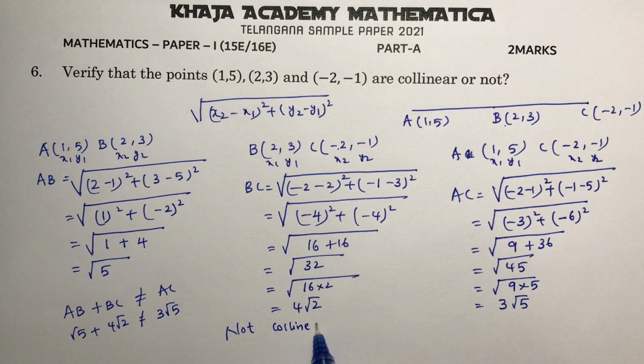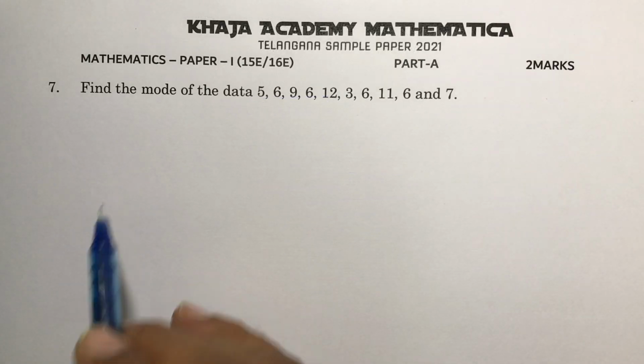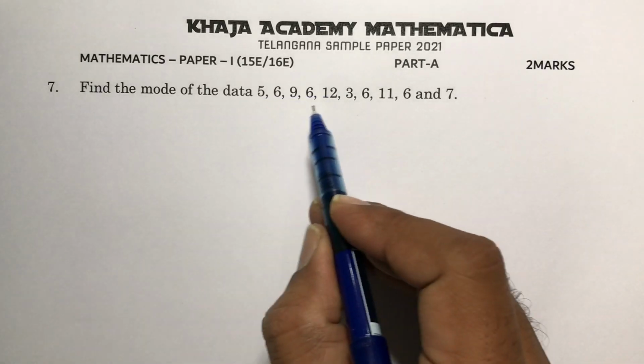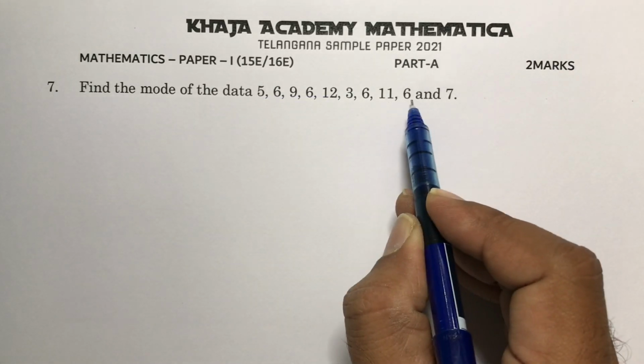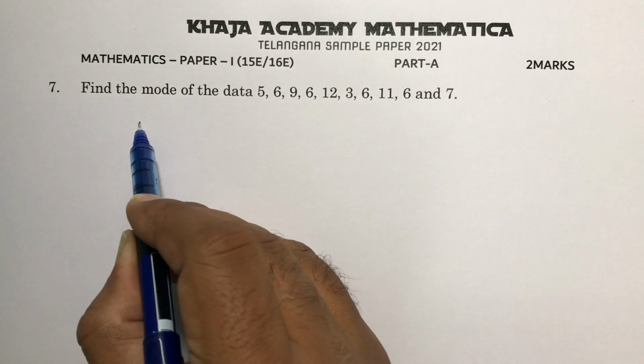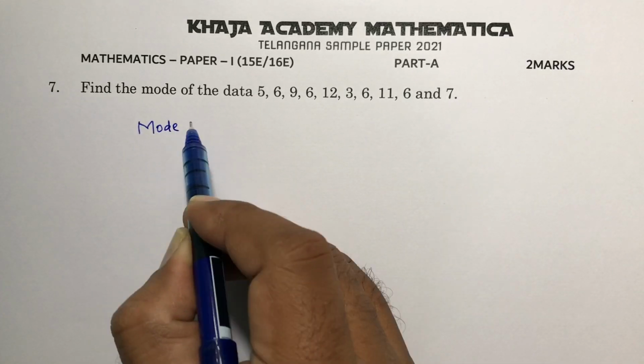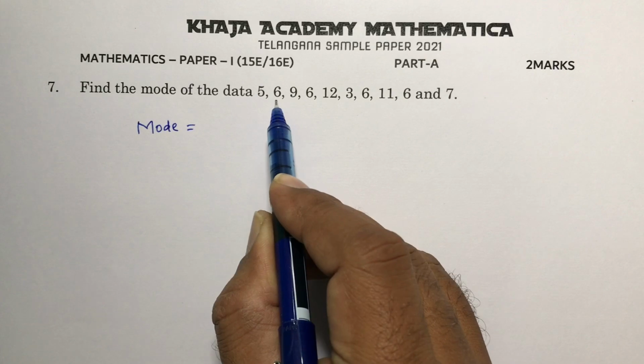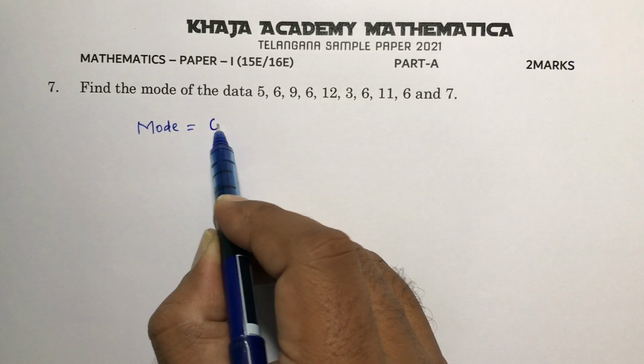Find the mode of the data 5, 6, 9, 6, 12, 3, 6, 11, 6, 7. So the mode is very clear. Mode is nothing but the observation which occurs more frequently. Here 6 is repeating, so it's very clear.